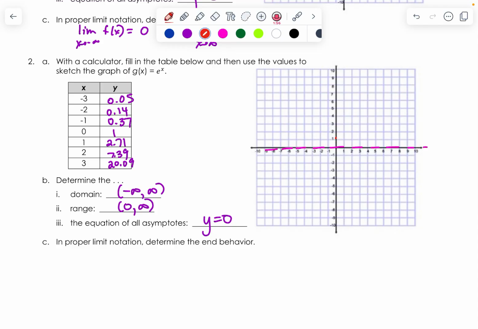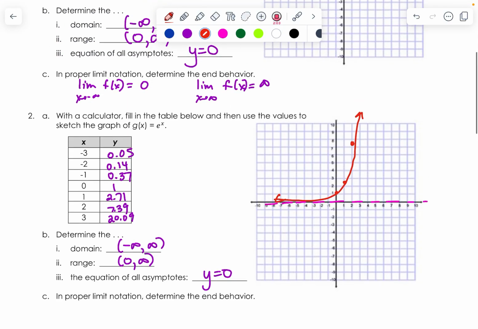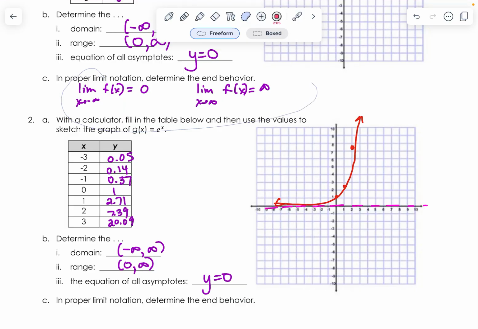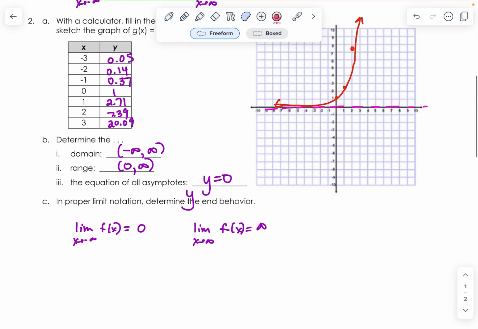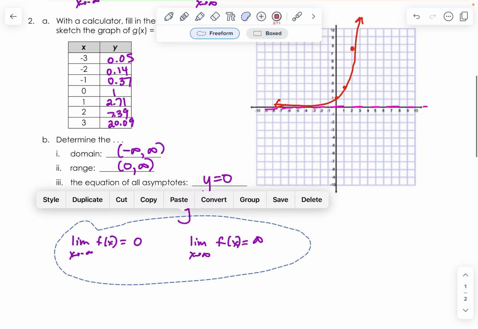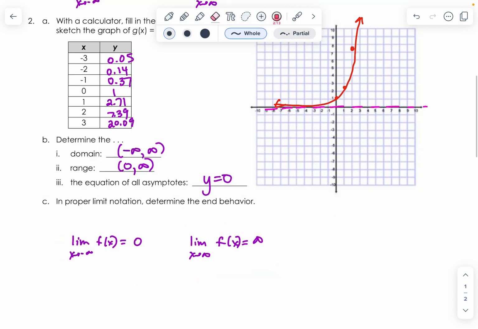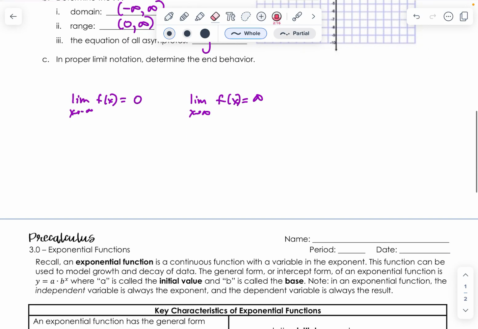All right, so I'm just going to guesstimate those values. Again, it's exponential growth, and then I have the exact same limit notation for the end behavior.